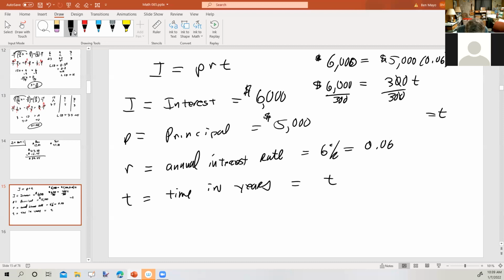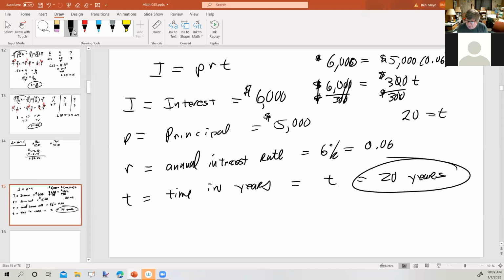So T equals, let's see, we could divide out of 10, divide out of 10. 60 divided by 3 is 20. Now, let's see here. This would have been dollars. So T would be 20 what? 20 years. Any questions on that problem?